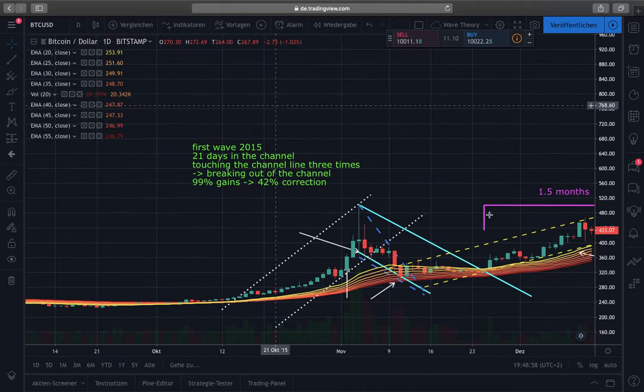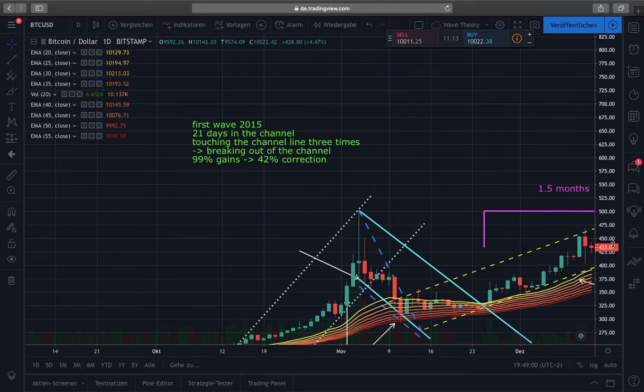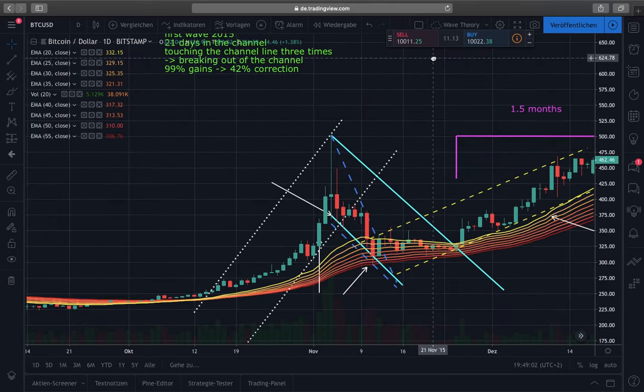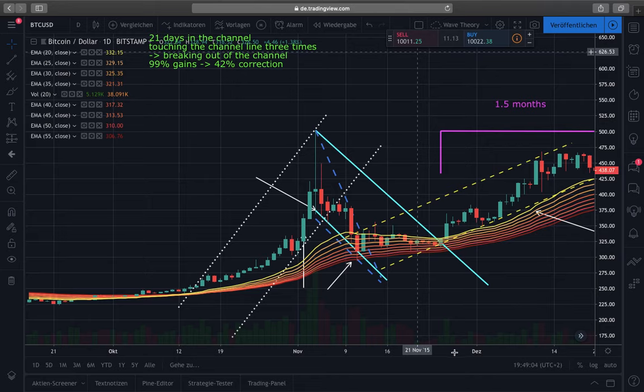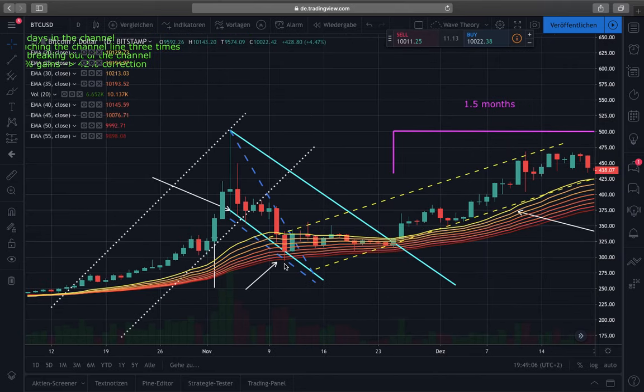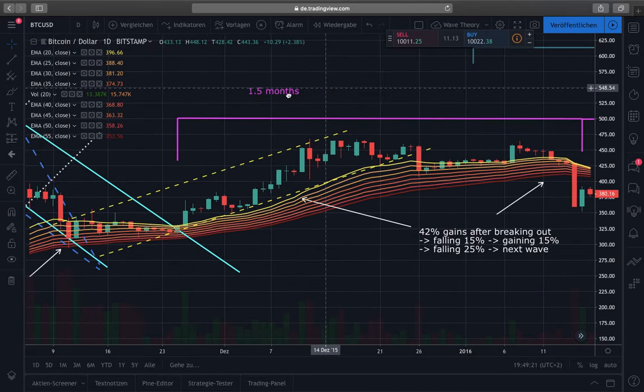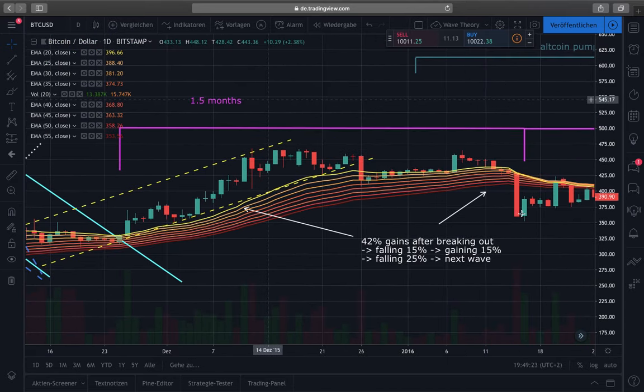Okay, so this is the first wave of our last bull market, and what you can see is that after breaking or testing this channel line for the third time, we are moving inside of this ribbon, and then we move above it, we break our main trend line, and then we move up, and then there comes the point where we fall below it.